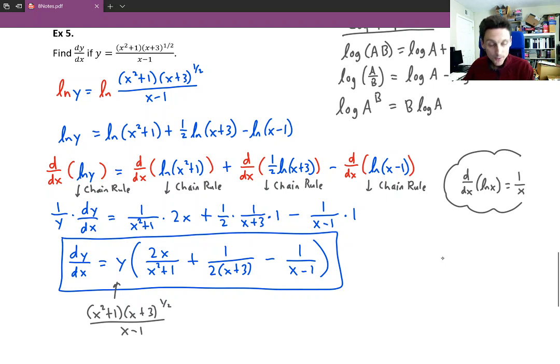All right, so that's logarithmic differentiation, one of my favorite techniques, because it kind of summarizes implicit differentiation, also talks about logarithms, and it's just kind of a nice little technique to know about.